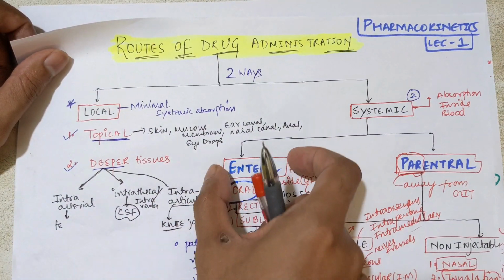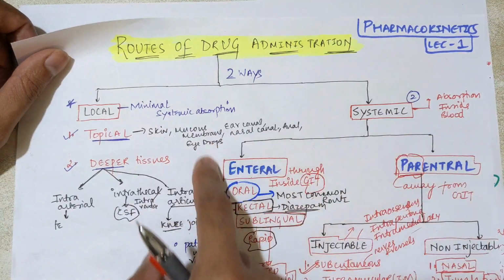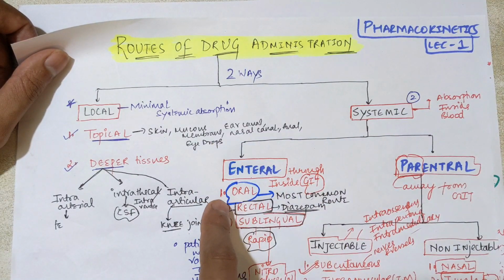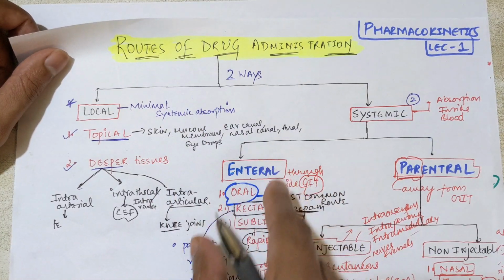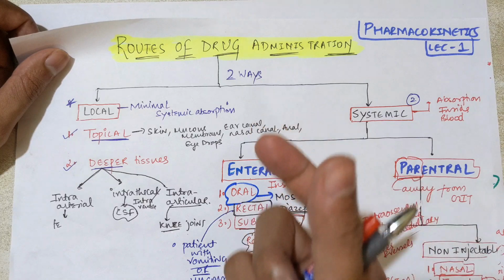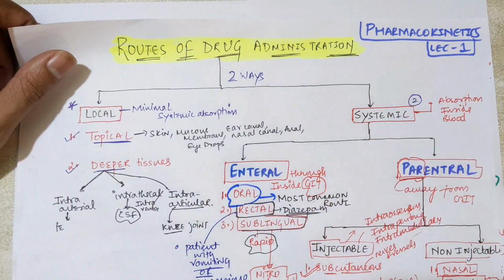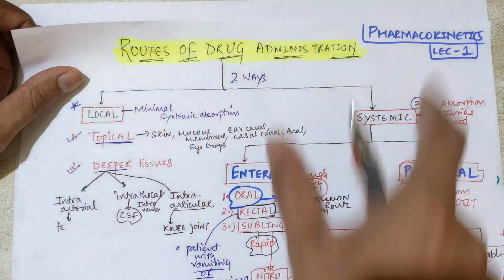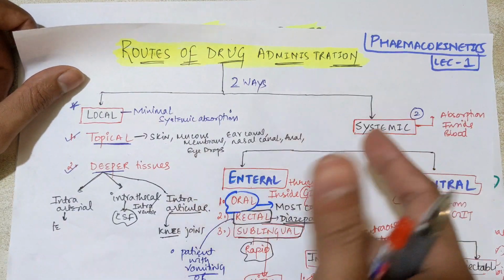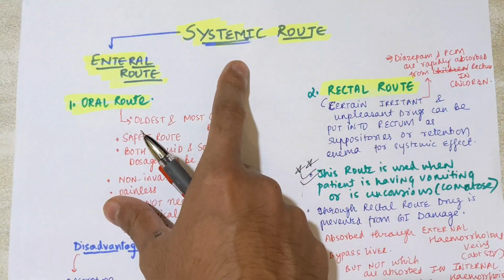Now in this video, in the systemic route, we're taking the enteral part, that is, we're discussing oral, rectal and sublingual in detail. What are the advantages, what are the disadvantages, what is the pathway for giving oral routes, and some of the basic drugs we'll be discussing in this video. So watch the first video first, and then come to this video. Okay, so let's start.